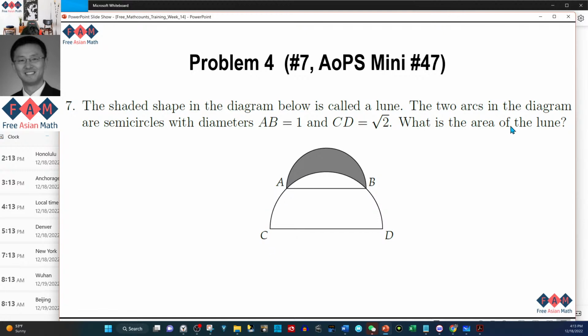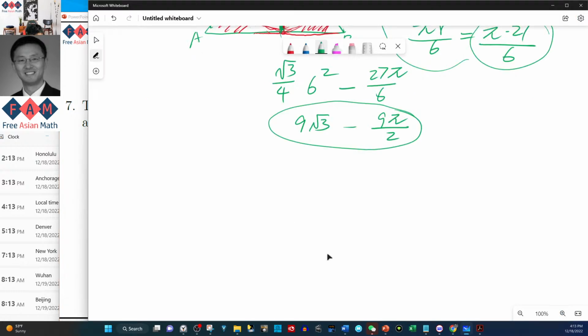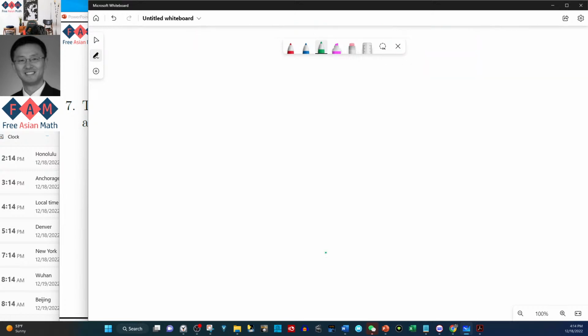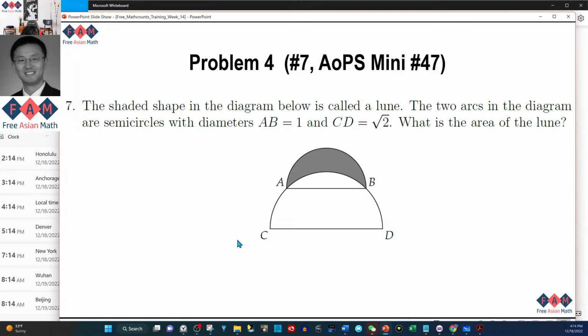So the big semicircle here, its diameter CD, which is the diameter of the big circle, is square root of 2. So we first have a big semicircle that has the diameter as square root of 2. Okay, now we have a smaller semicircle that has diameter 1.